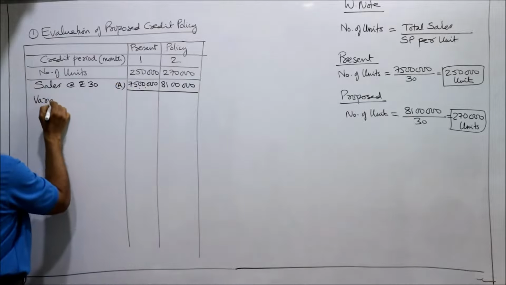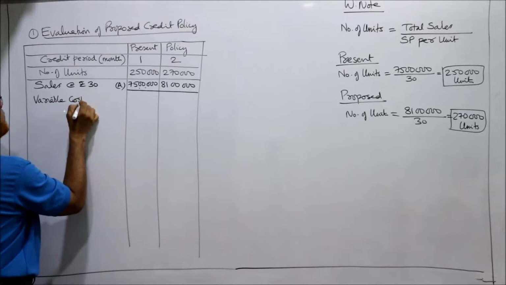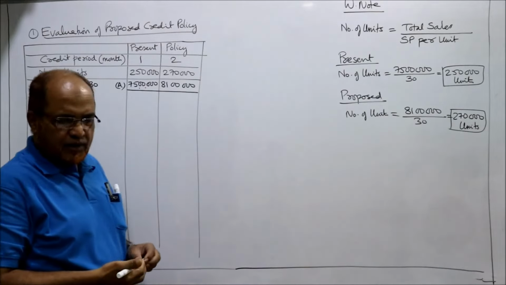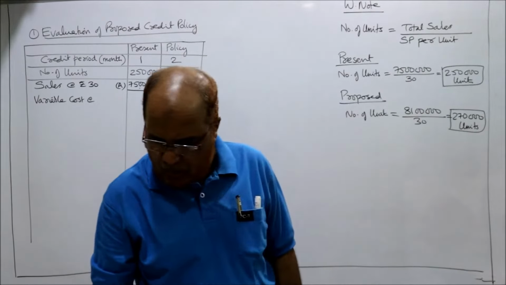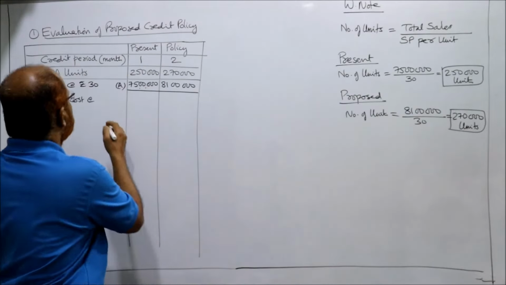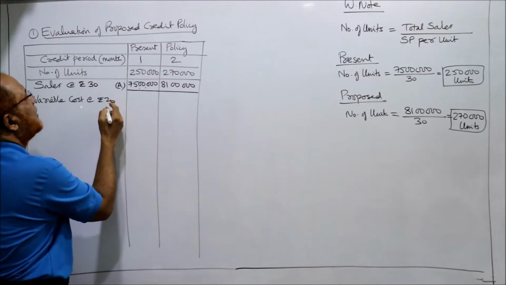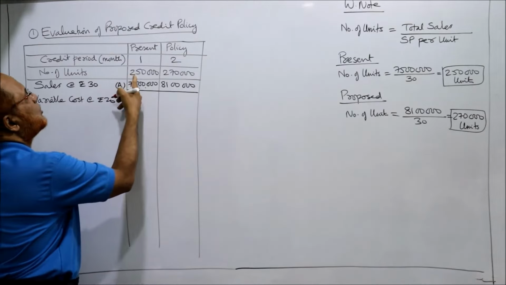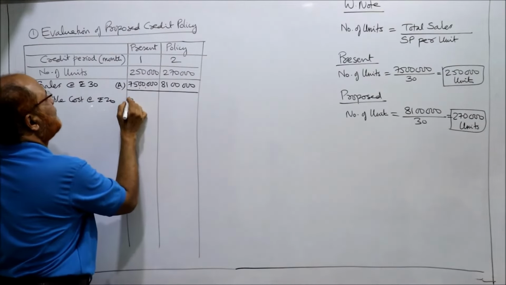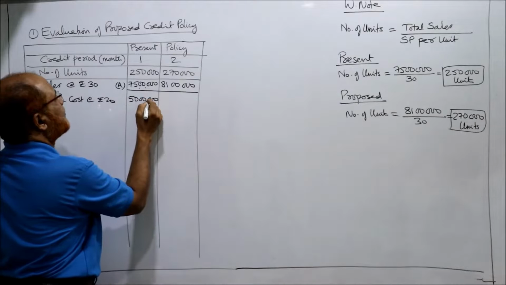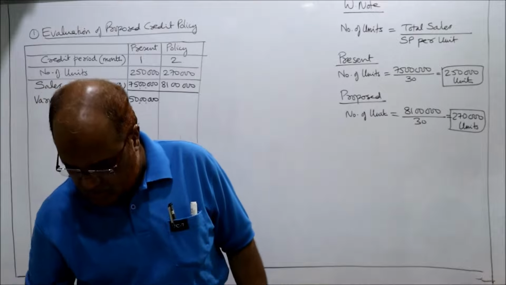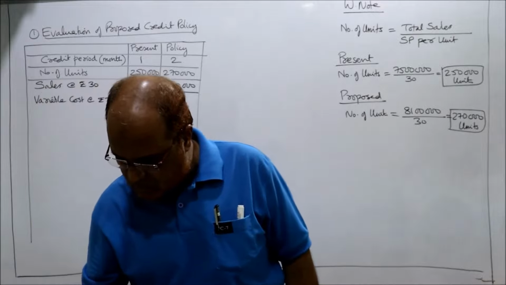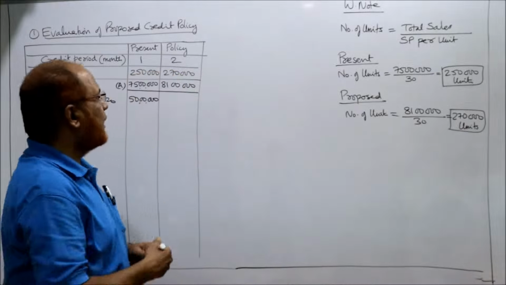Then variable cost at the rate of, it is given in the problem, the variable cost per unit is 20 rupees. Now multiply 20 into 2,50,000. You will get 50 lakhs. Similarly 20 into 2,70,000. So 27 into 20 is equal to 54 lakh.